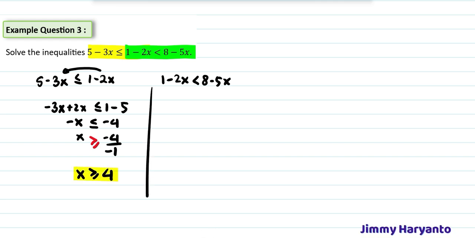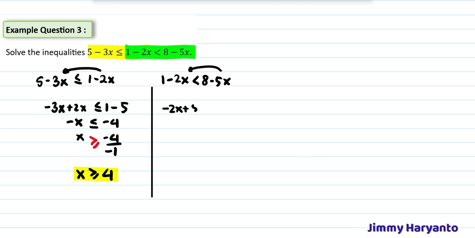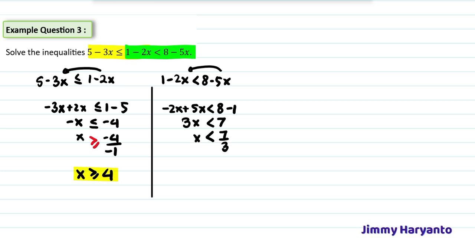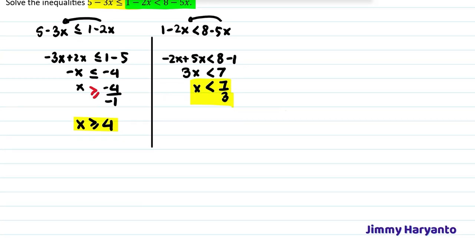And then the next one is, I will move the 5x, so negative 2x plus 5x less than 8 minus 1. So I will have 3x less than 7. That means x is less than 7 over 3. Okay, I think that's correct, even though the result is not so good, but it's correct. Yeah, solve the inequalities. We are not finished yet.